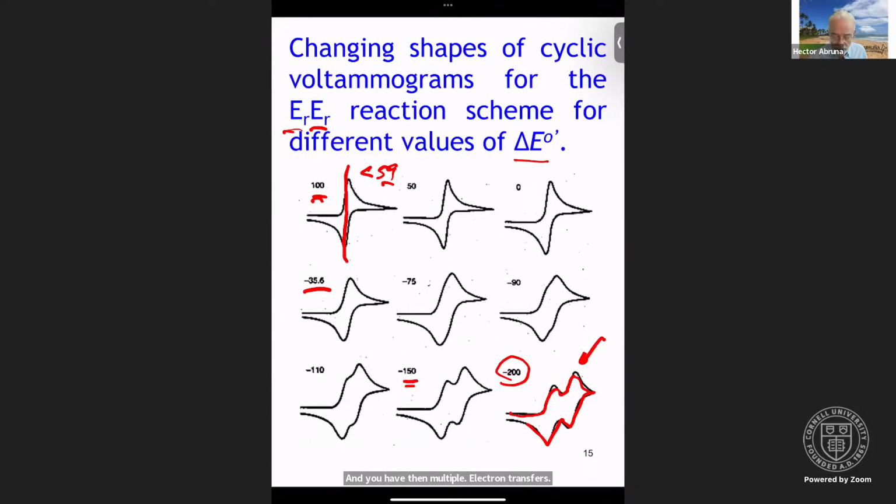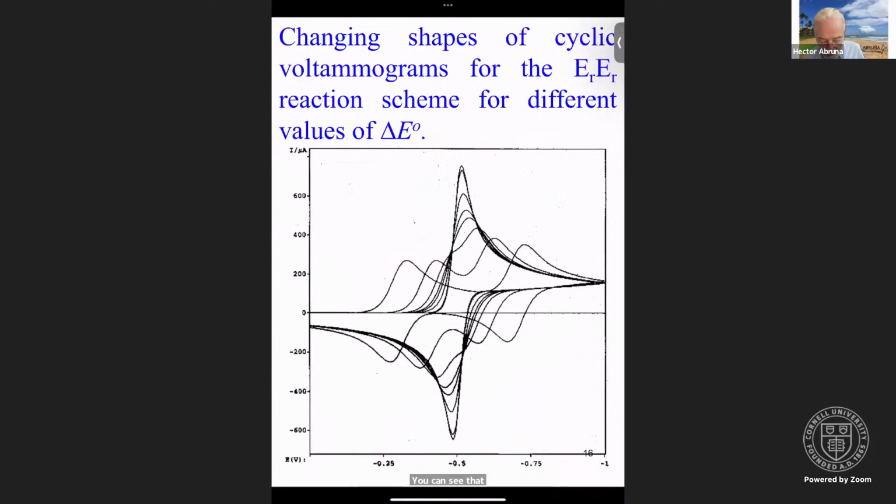You can see that maybe it's a bit crowded here, but you can see what I'm talking about. So here we have when they're really separated. And then as you start converging, eventually you get to something that is extremely sharp, because now you have a two-electron transfer.